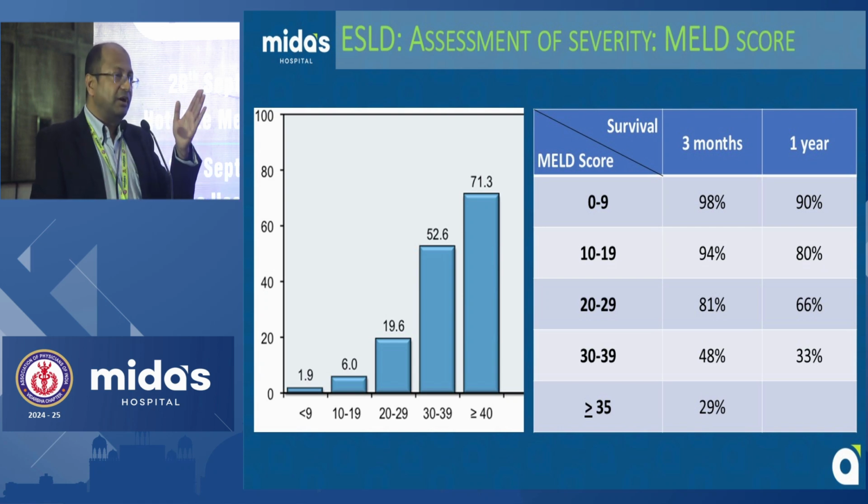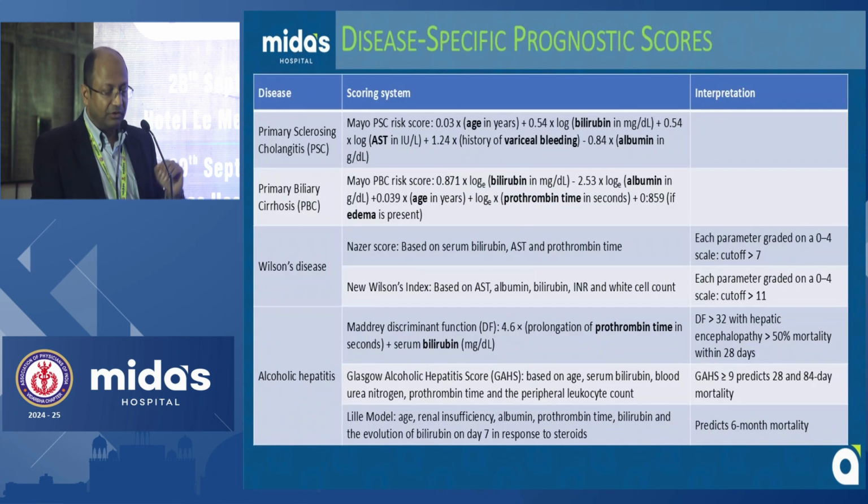So anybody with a MELD score of more than 14 or a Child's score or CTP class of C, they will benefit from a transplant much more than medical therapy. There are certain diseases in which these scores don't work well. For example, PBC, PSC, Wilson's disease, alcoholic hepatitis and such, and there are dedicated scores for those. So in those diseases, you may not use the standard MELD score or CTP score, you may use one of these scores.